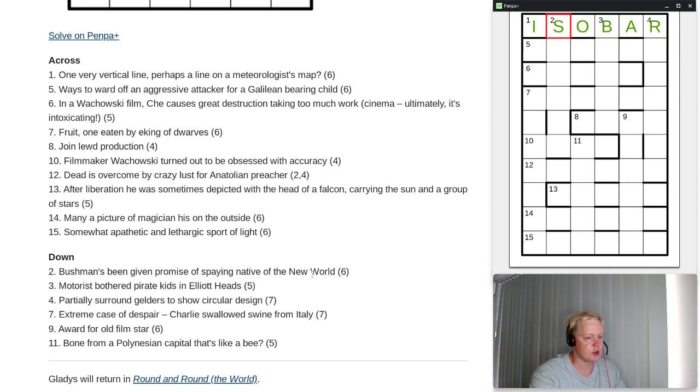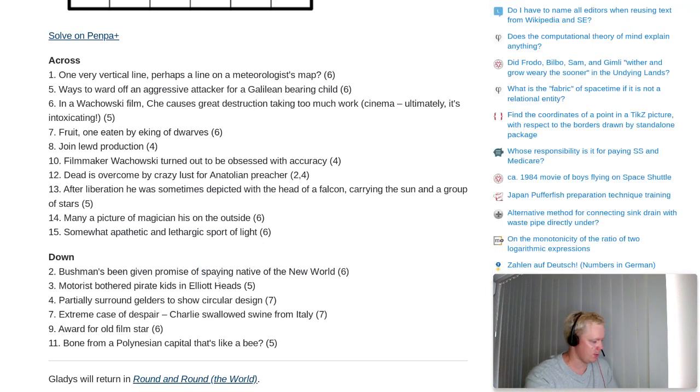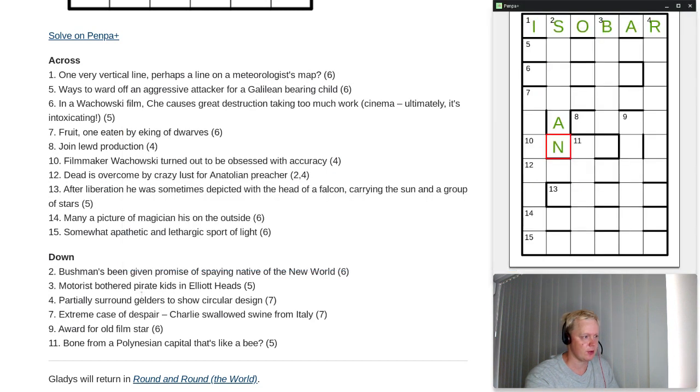Well, if you look up Bushman, the Sun people are sometimes called the Bushmen, spelled just like this, Sun. And a promise of Spain doesn't really say anything. But if we remove this S here, it's promise of paying, and there is an abbreviation for a promise of paying. That's IOU.